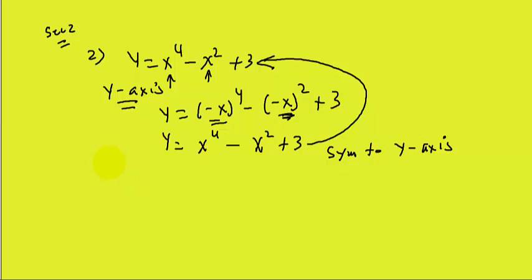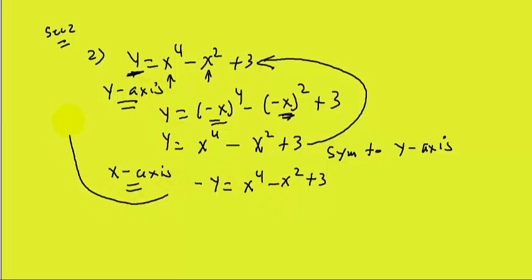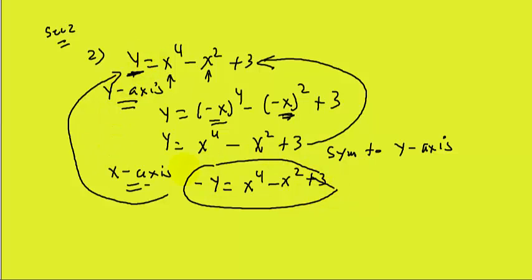Okay, how do you check for symmetry to the x-axis? Okay, so this time we're going to replace y, that y right there, with the negative y. So negative y is equal to x to the 4th minus x to the 2nd plus 3. If this turned out to be the same as this, then it's symmetric to the x-axis, and it's not, because there's no way this is going to be the same, okay, as what we started out with, so it is not symmetric to the x-axis.